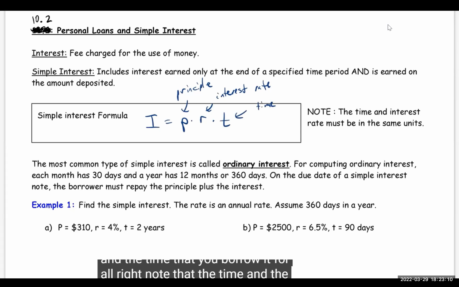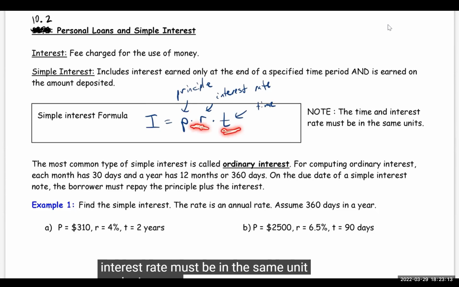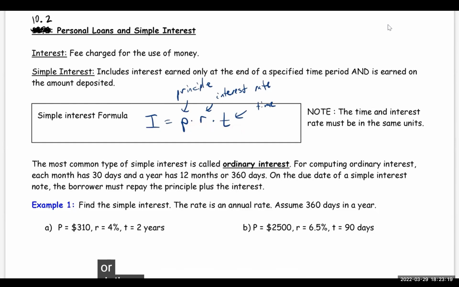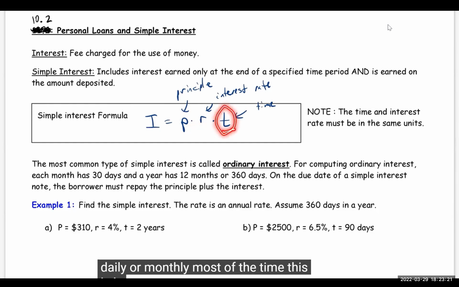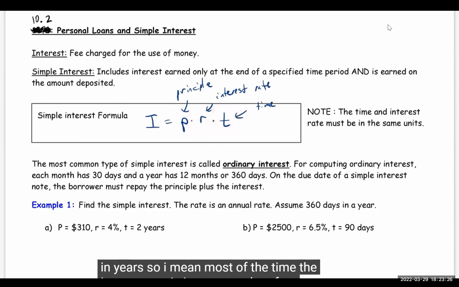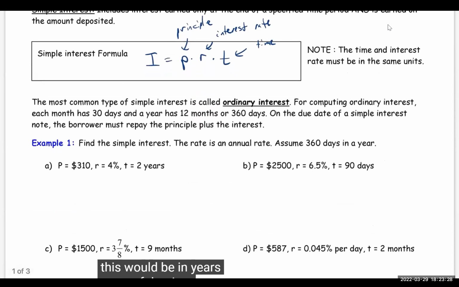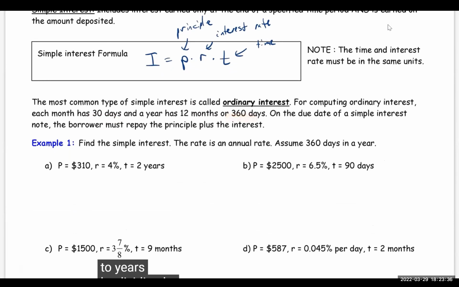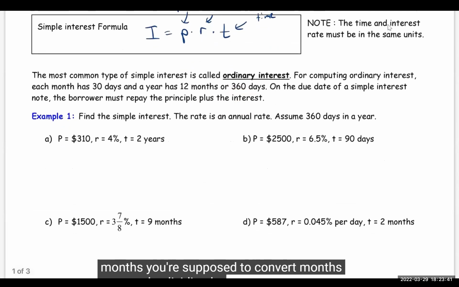All right, note that the time and the interest rate must be in the same unit. So the interest rate and the time must both say annual interest rate, or daily, or monthly. Most of the time this is in years. If you're given days, then you're supposed to convert the days to years by dividing by 360. If you're given months, you're supposed to convert months to years by dividing by 12, as you will see.